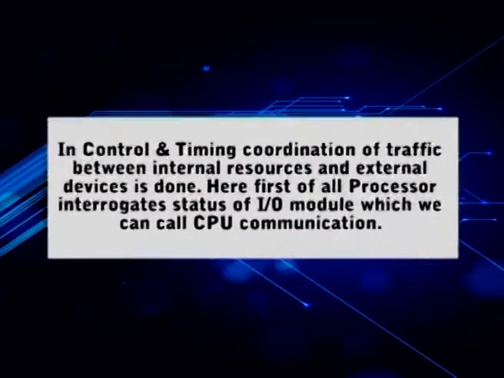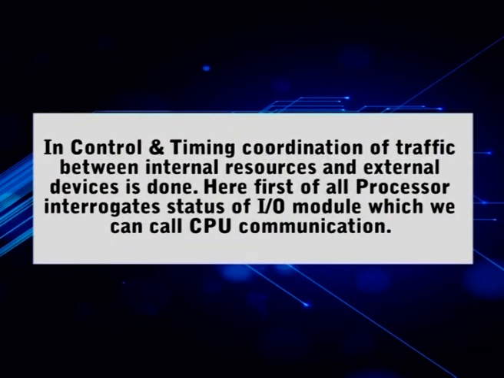In control and timing, coordination of traffic between internal resources and external devices is done. Here, first of all, the processor interrogates the status of the input output module, which we can call CPU communication. The module returns the device status. The device indicates whether it is ready to transmit the data or not, which we can call device communication. If it is ready, the processor requests the data transfer by means of a command to the module.